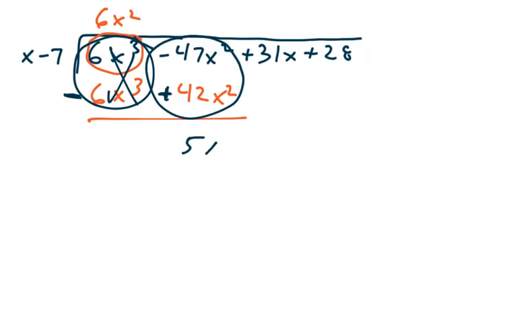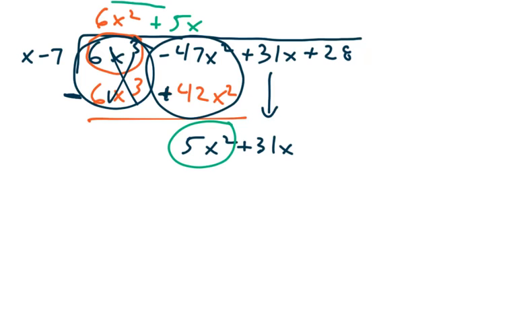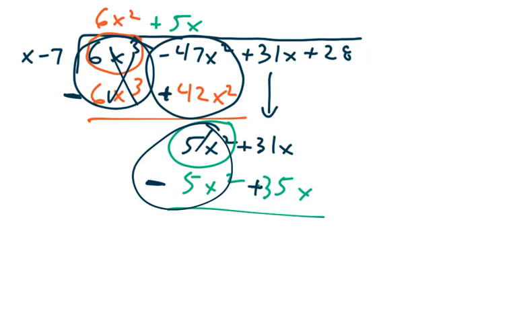42 minus 47 is 5x squared. I now bring down my 31x, and I start all over again. This time, I want to match up my 5x squared. So I'm going to times by 5x, because 5x times x is 5x squared. Again, don't forget to distribute with a negative 7. So 5x squared minus 35x. When I do my minus, that becomes a plus. 5 minus 5 is 0. My x squared terms are now gone. 31 and 35 is 66.